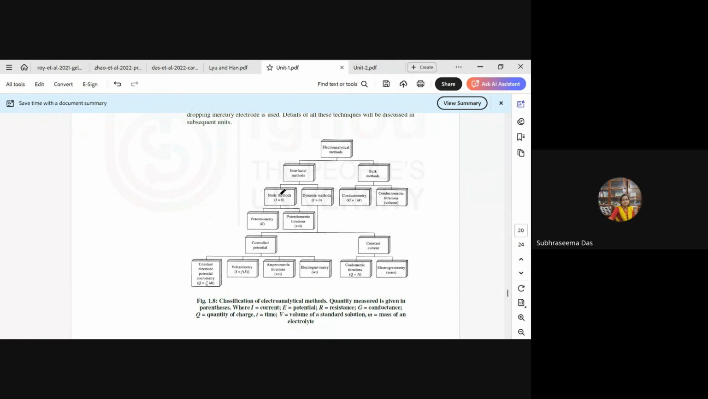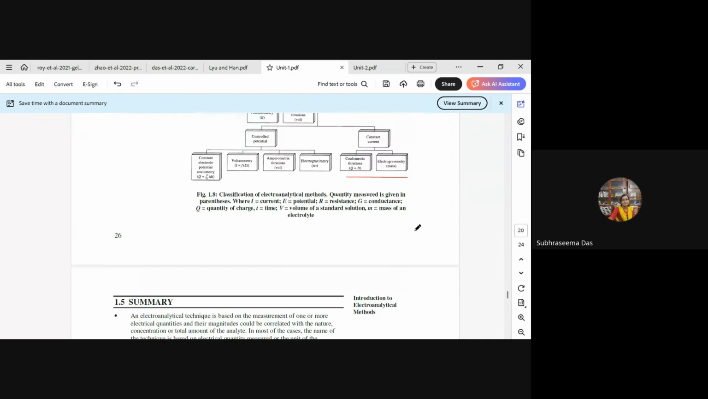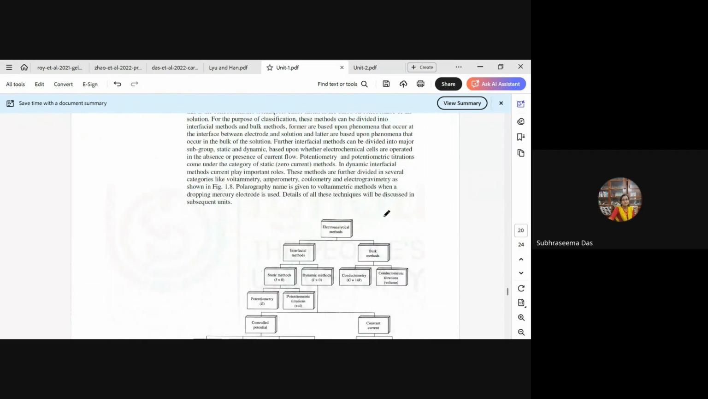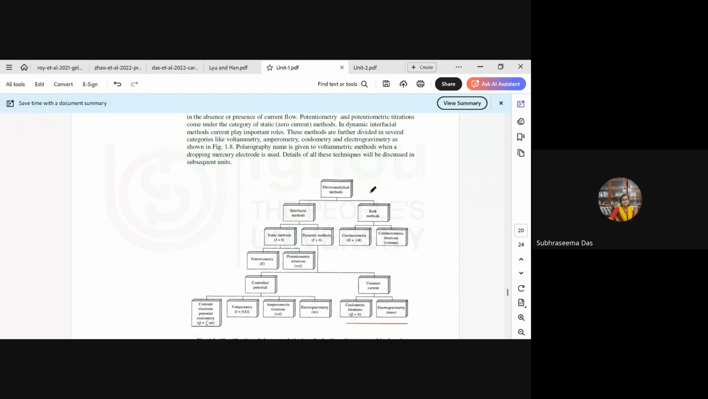The dynamic methods are also classified into two types: controlled potential and constant current. The controlled potential method consists of four subclasses: constant electrode potential, voltammetry, amperometric titration, and gravimetry. The constant current method is further divided into two subgroups: coulometric titration and electrogravimetric titration. So this is the overall representation of the relationship between different electroanalytical methods.